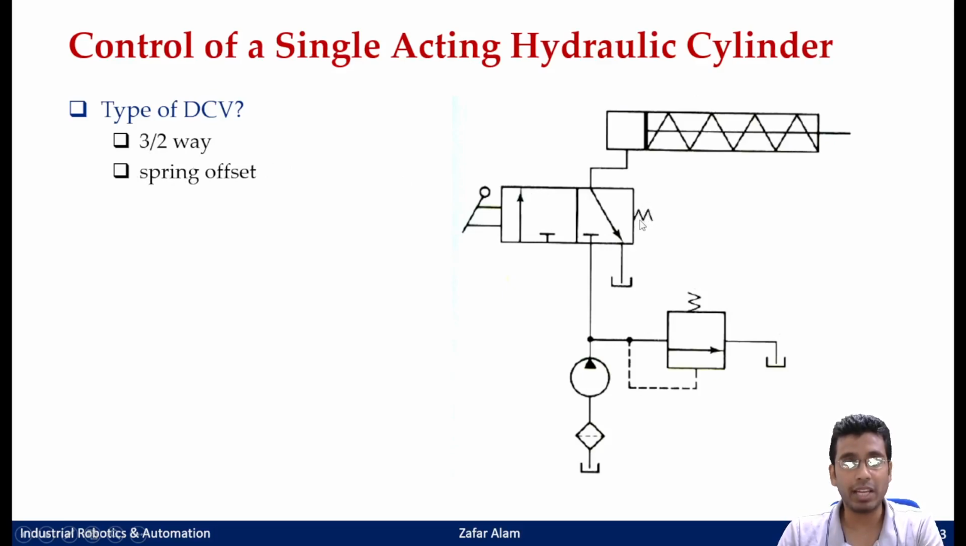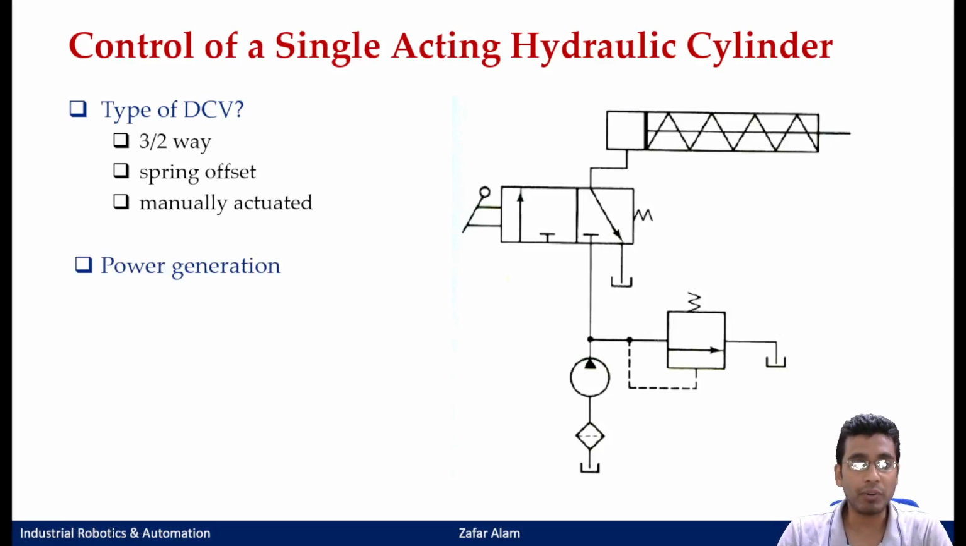I told you it has to have one default position, and that default position has to be maintained by some mechanism. In this case it is a spring offset, and the third terminology is the actuation mechanism for it. In this case it is manually actuated. So it is a 3 by 2 way spring offset manually actuated DCV.